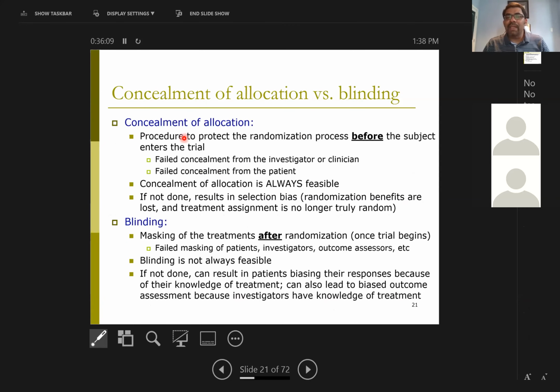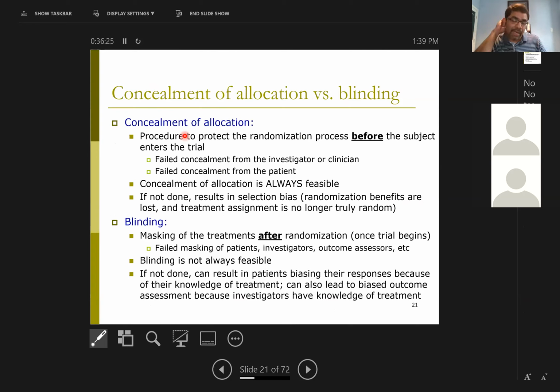So concealment of allocation is at the time of randomization: the person deciding treatment versus placebo should have zero control of subverting it, right? They should not be able to subvert that process. Blinding comes after.